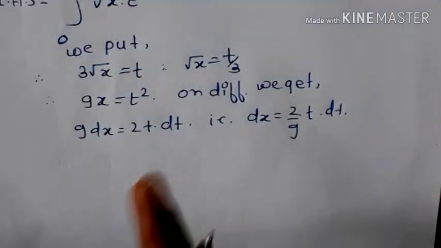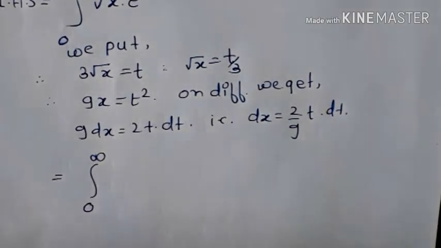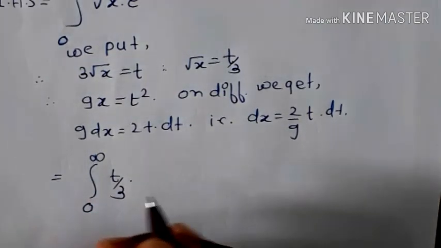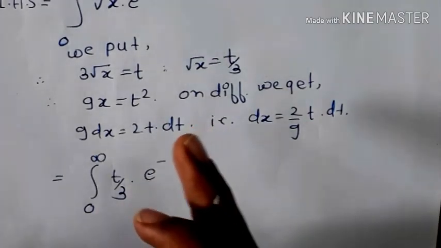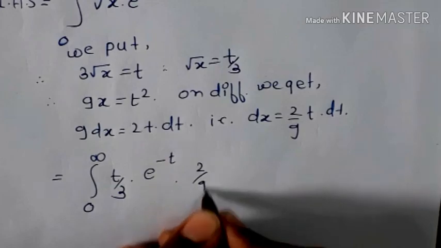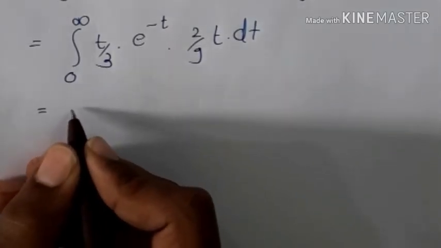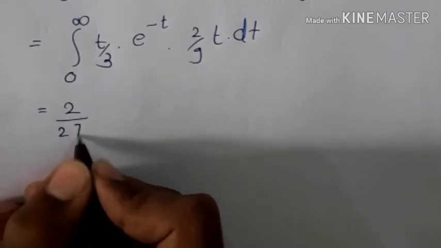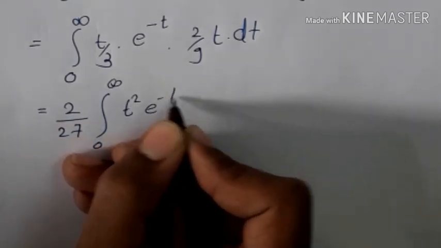So putting all these things in the integral, we get the integral from 0 to infinity, limits are the same. Root x is nothing but t by 3, into e to the power minus t, since 3 root x is t, into dx which is 2 by 9 t into dt. So we get our answer as 2 divided by 9 times 3, that is 27, times the integral from 0 to infinity of t squared e raised to minus t into dt.